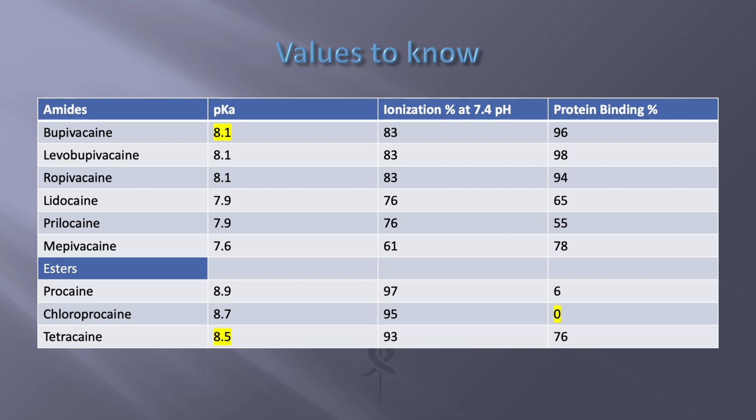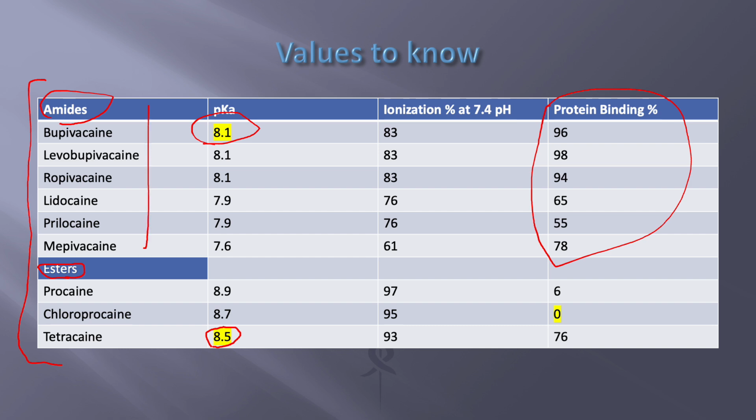So let's take a look. These values are important, and you should have a general idea about them. If we look at our amides, the highest pKa is going to be 8.1. Our esters, the lowest pKa is 8.5. So you know automatically if you get a pKa value that's above 8.1, it's got to be an ester. Then what is our duration of action linked to? It's our protein binding. Commonly, percent protein bound for our amides is going to be higher. That makes sense because these have a longer duration in general than most of the esters that we commonly use.